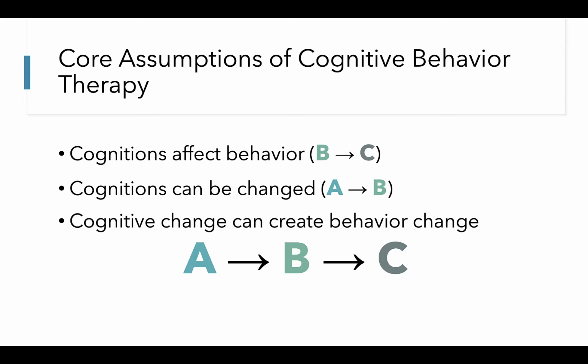However, a second assumption is that cognitions can be changed. And this is the A to B part of that chain.